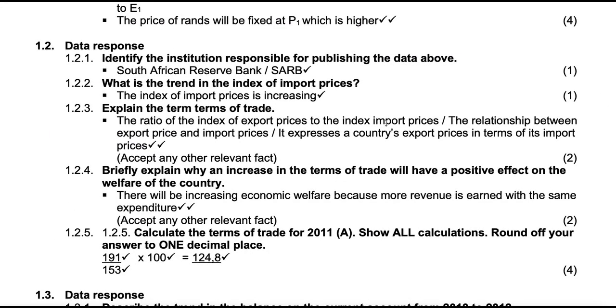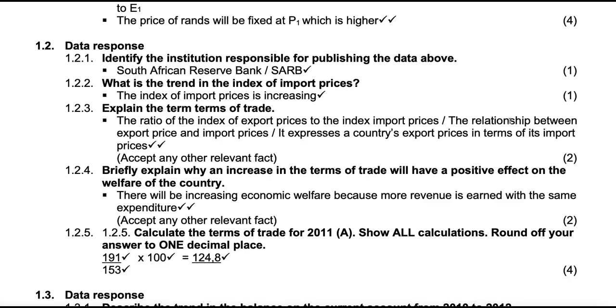Number one, the institution is the South African Reserve Bank, SARB. Then what is the trend? The index of import prices is increasing. We said so, it's an upward trend. Then explain the terms of trade: it is the ratio of the index of exports to import prices.